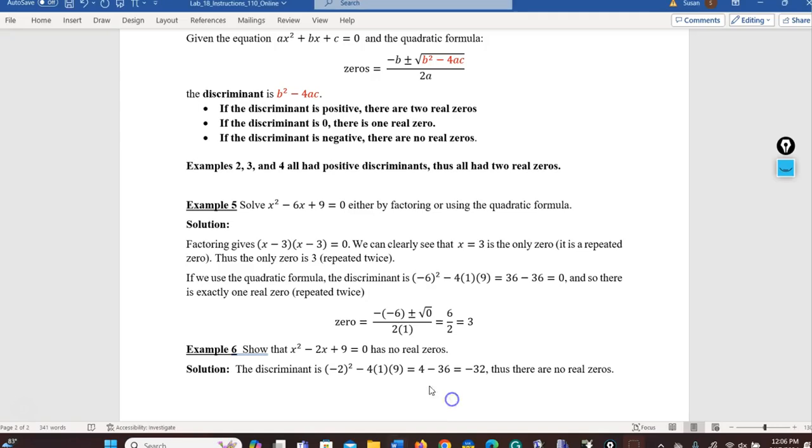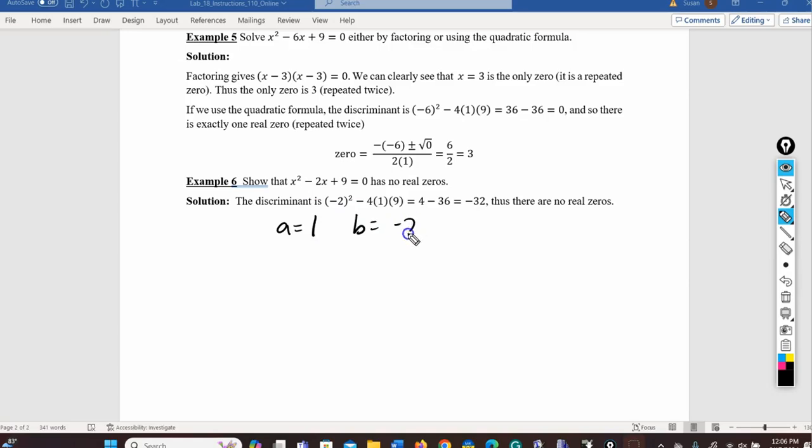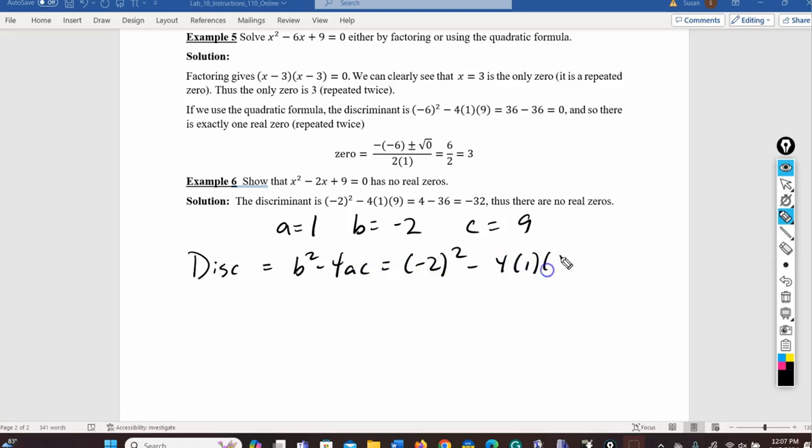Now, if I look at this one, let's show that that one has no real zeros. Well, a is equal to 1, b is equal to negative 2, and c is equal to 9. So the discriminant is b squared minus 4ac, which is going to be positive 4 minus 36, which is going to be minus 32. So this says that there are no real zeros.